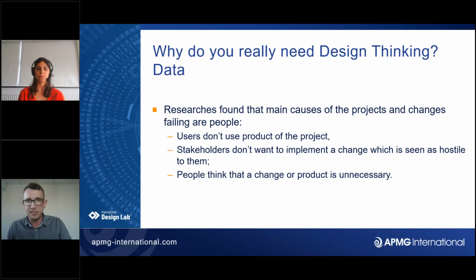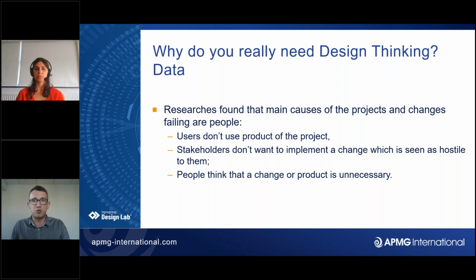One of the main reasons emphasized by researchers is people. Clients don't use the products developed by the project because there was a lack of users involved during the project, a lack of their input. So the project team didn't know what they should provide in their project management process. People see change as hostile to them, and it shows why the changes didn't achieve assumed goals.